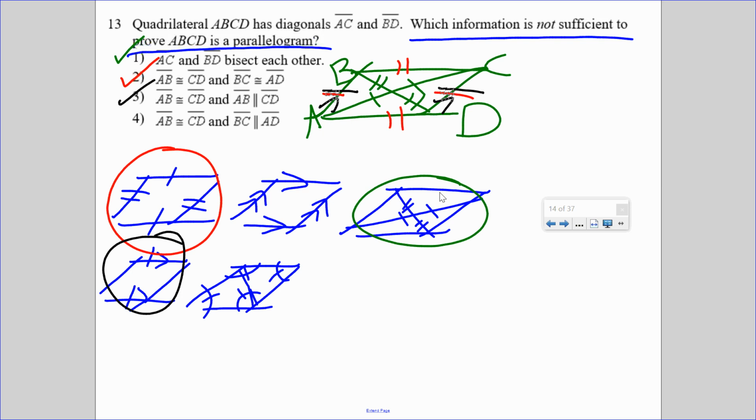I don't really have any colors left. Oh, I got blue. AB is congruent to CD. Looking at the blue now, BC is parallel to AD. That is not one of my pictures. If the side that's parallel is the side that's congruent, it's a parallelogram, but you can't have one pair of opposite sides congruent and the other parallel. That's it.